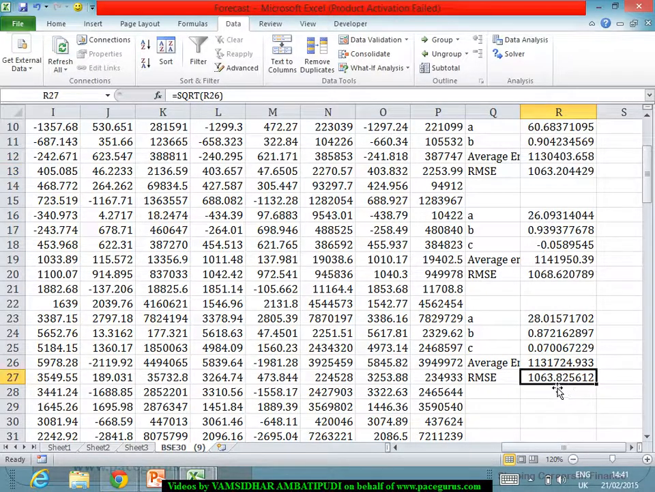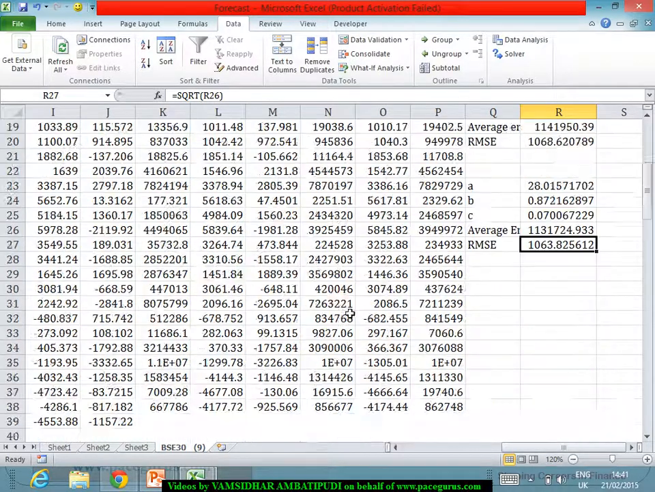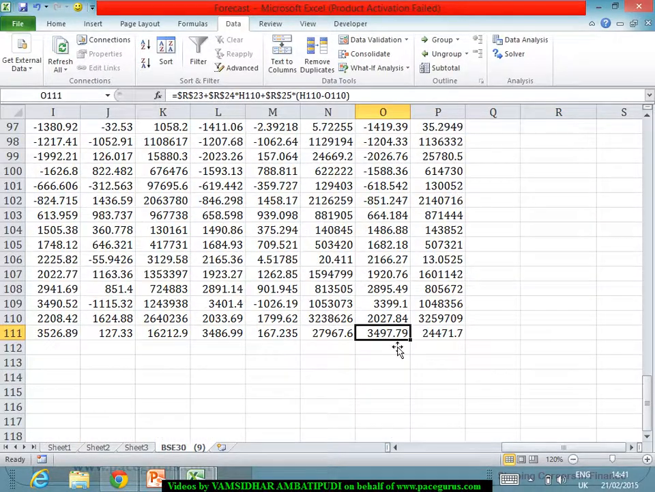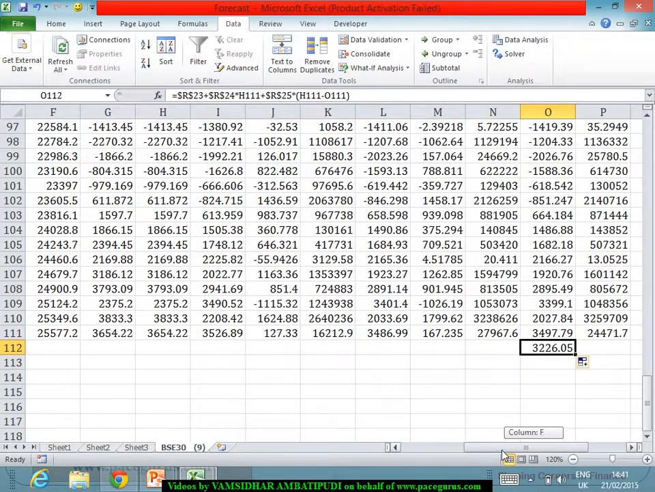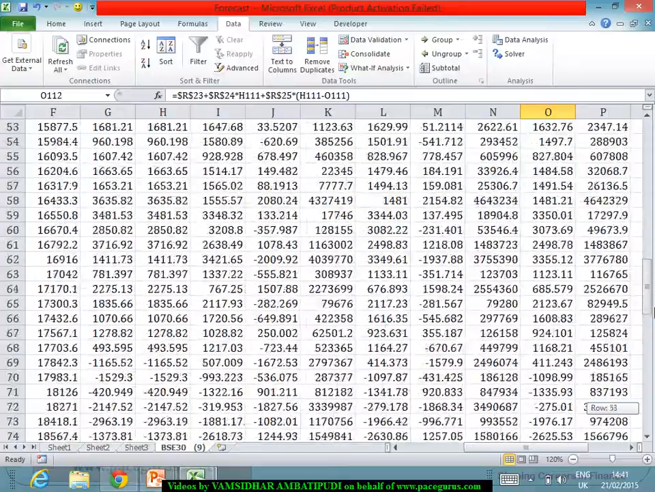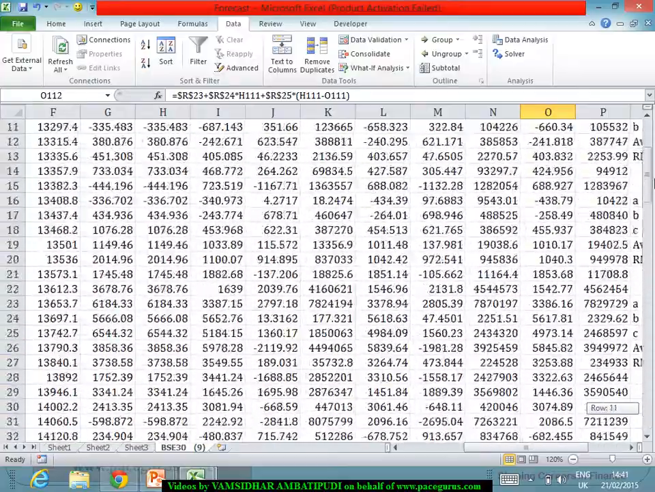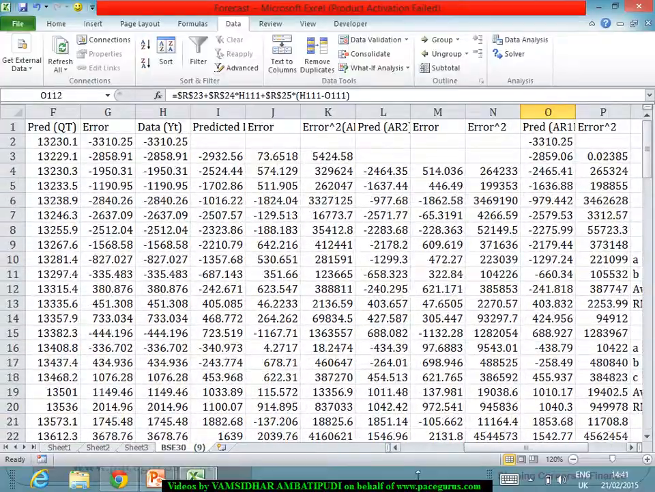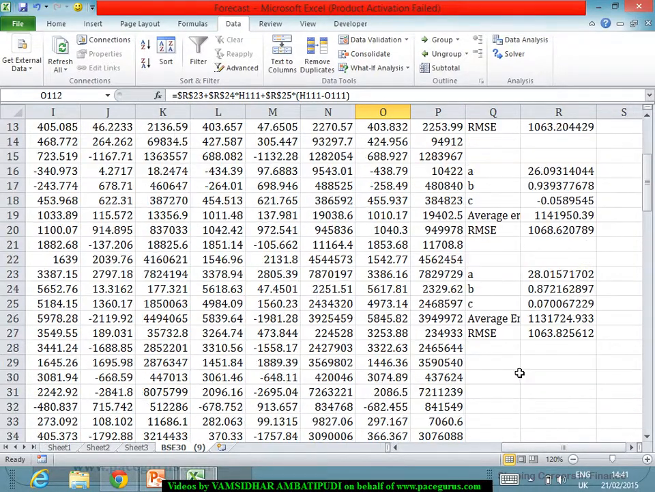but going strictly with the lowest error, I see this model more applicable compared to this. But even if I am going with this model, my predicted value of the error for the next period is going to be 3226. So whatever the prediction that came out through the quadratic trend model, I'm simply adding up this 3226 and giving a prediction for the next period. And obviously in this entire prediction, the error that is there is to the extent of 1063.